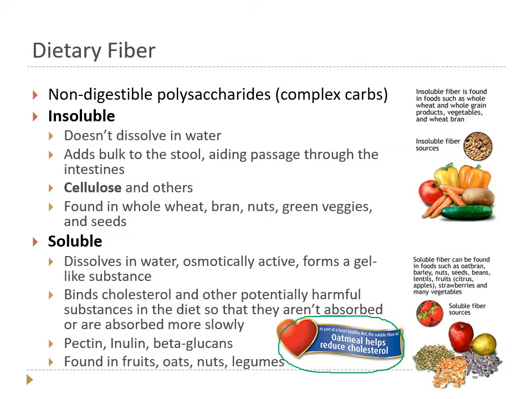Some examples of soluble fibers are pectin, inulin, and beta-glucan, if you've ever seen those mentioned. Food sources would be fruits, oats, nuts, and legumes. Legumes are like peas and beans, right? So that's why beans are really good for you.